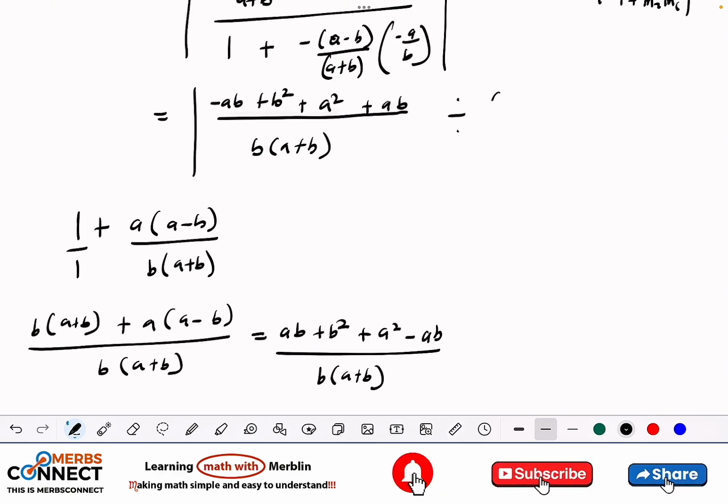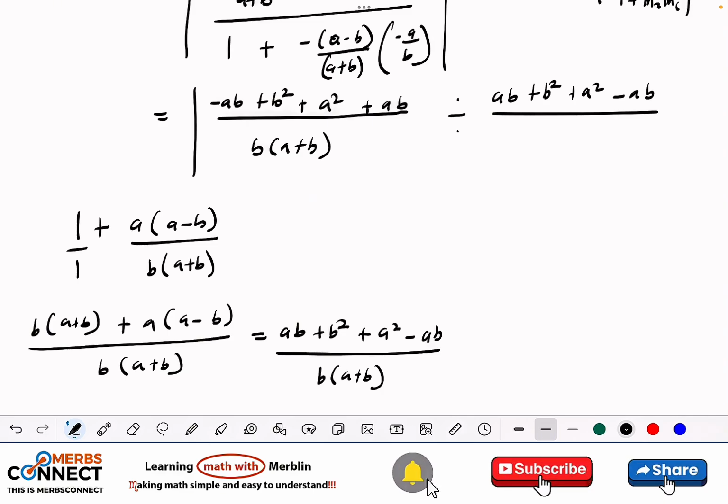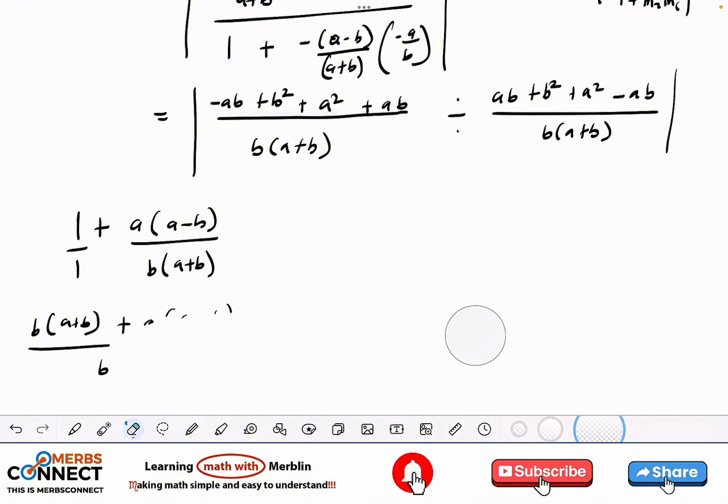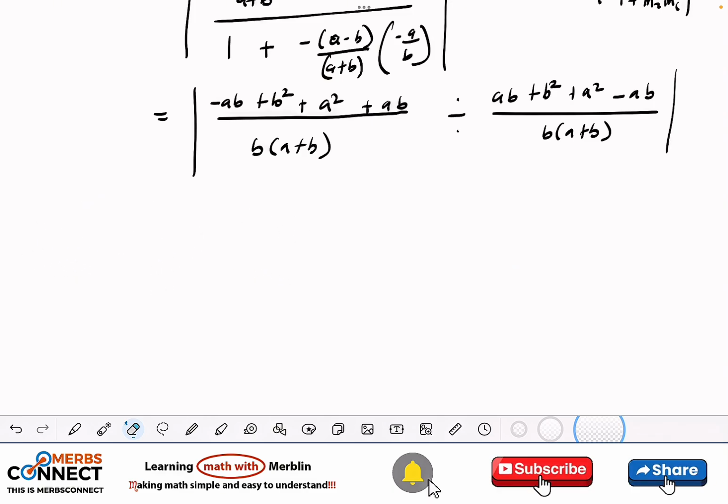So this is going to give us ab plus b squared plus x squared minus ab, right? Divided by ba plus b. Absolute. Nice. So I can clean up this one too as well. And let's try and simplify. So we know that whenever something is divided and we want to change it to multiplication, the down goes top and then the top comes down.